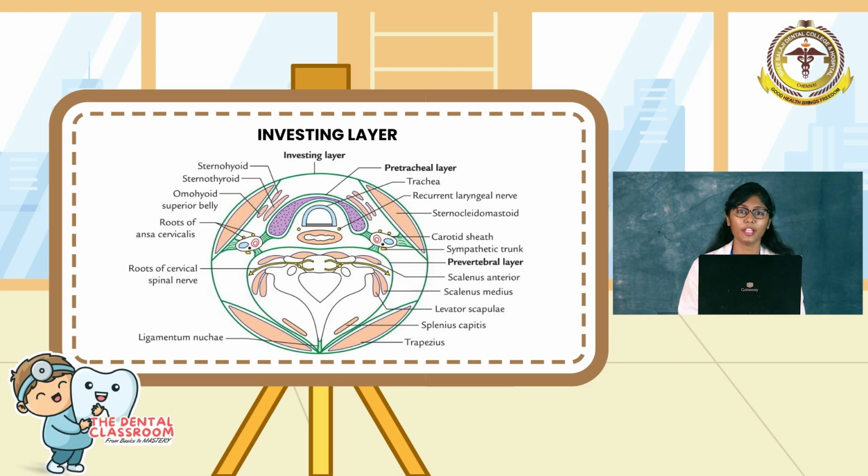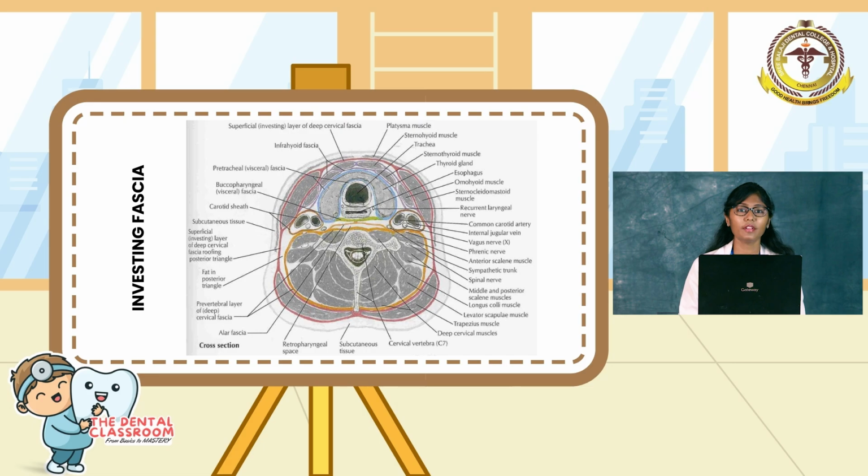This layer plays a key role in enclosing muscles like trapezius and sternocleidomastoid and forms compartments that guide the spread of infections in the neck. Investing fascia is the outermost layer of the deep cervical fascia, which is pierced by several important structures. These include the external and anterior jugular veins, and the nerves that pierce the investing fascia are the lesser occipital nerve, great auricular nerve, transverse cervical nerve and the supraclavicular nerves.